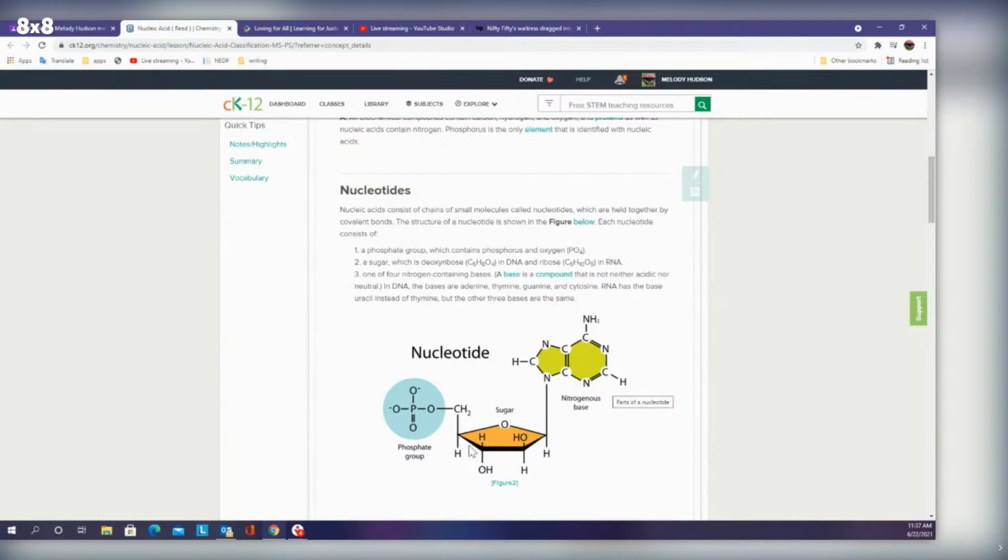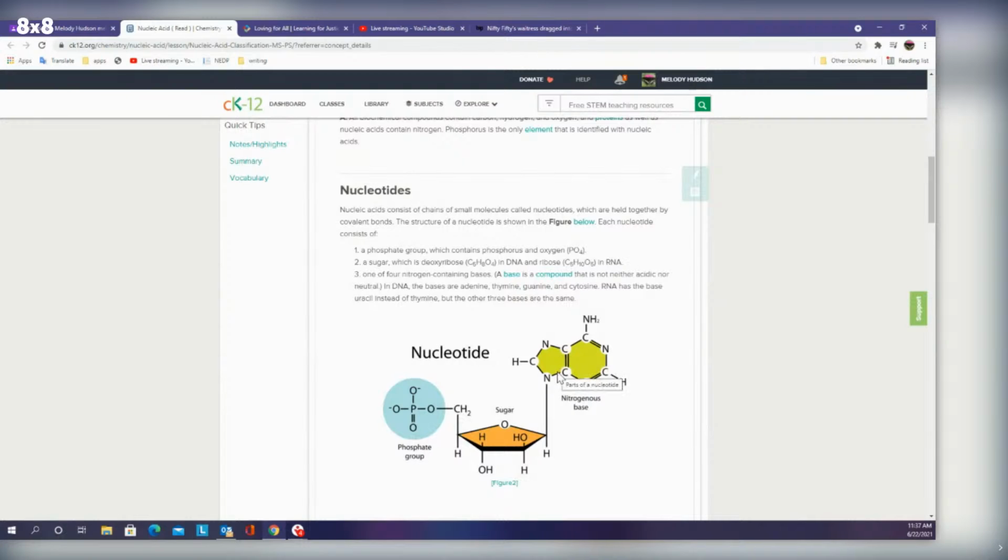This is our sugar chain. I'm messing up the counting of the molecules here. I'll get that straight though, trust me. And then our nitrogen bases here are not an acid and not neutral. So then they must be what? That's called a base. If it's not an acid and it's not neutral like water, then it's called a base.